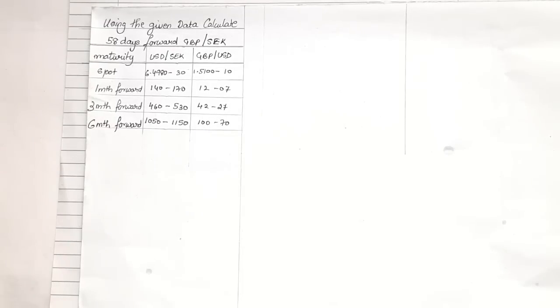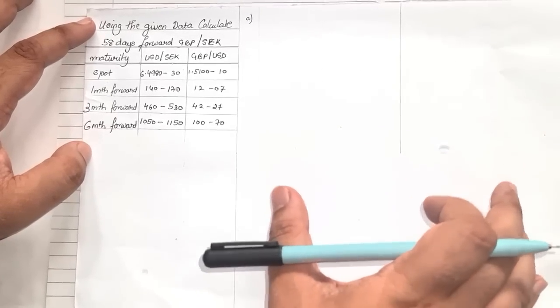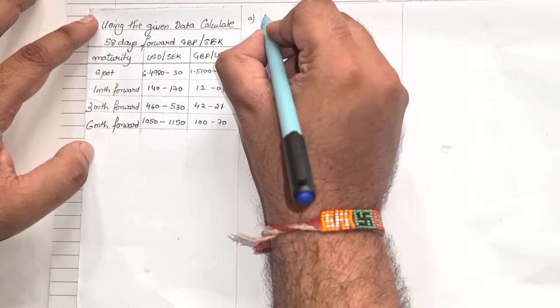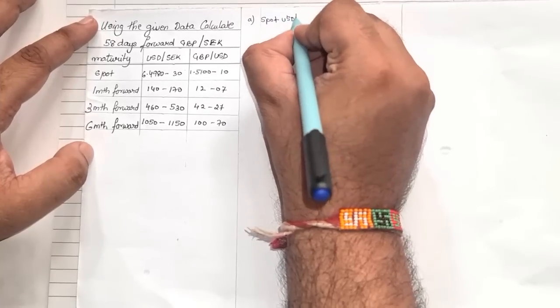Step number one, using the data which they have given us, USD to SEK and GBP to USD, we will first try to find the 30 days forward and the 58 days forward. Once I get the forward rate, then we will use the cross currency rate, find the cross rate and then get the final answer. So first what we'll do here is step A, spot USD to SEK.